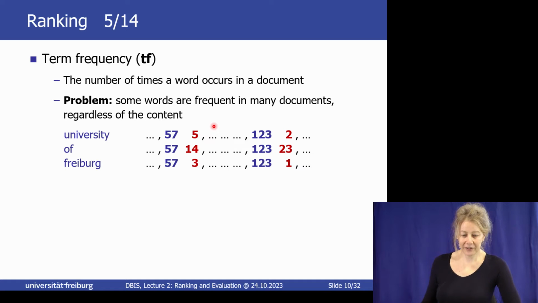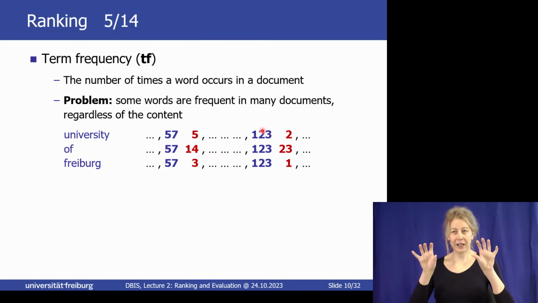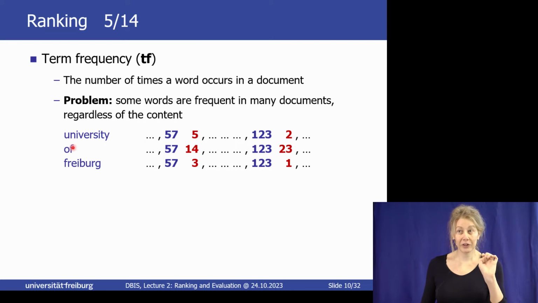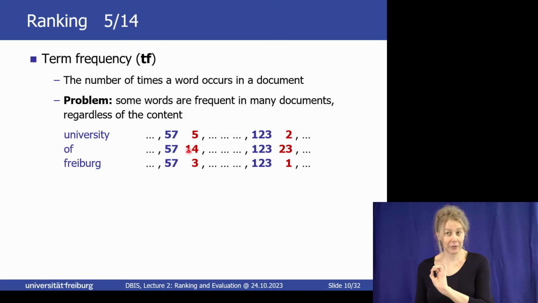Here's a problem with that simple approach, and we are going to solve that problem on the next slide. Let's assume our query is University of Freiburg. Here are our posting lists, document IDs and scores. In blue, I have the document IDs, and I highlighted two documents, 57 and 123. Document 57 contains university 5 times, the very important word of 14 times, and Freiburg 3 times. And here we have another document with these numbers.